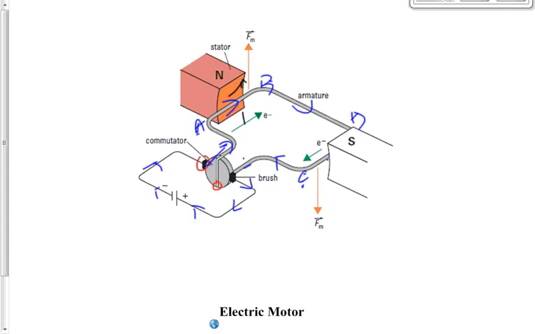The armature spins. The armature would be connected to the fan on your hairdryer. It would be connected to the drill bit on your drill, the drivetrain on an electric car. It would be connected to whatever it is that you want to spin, so whatever it is that you want to spin will spin. Does that make sense?